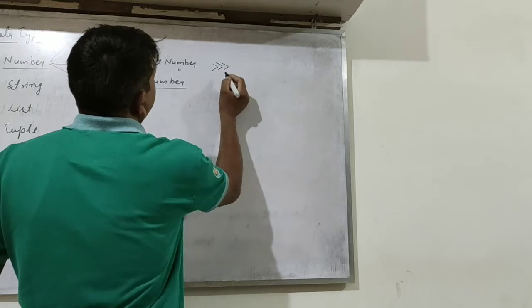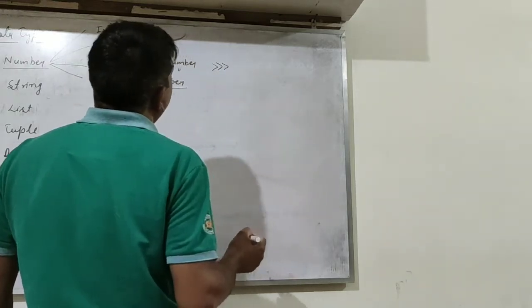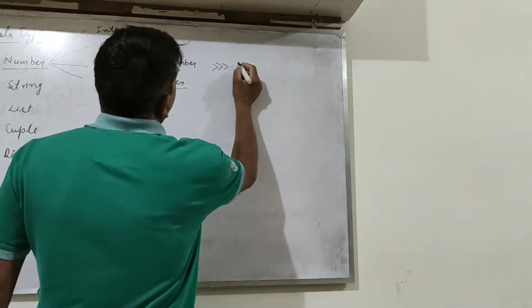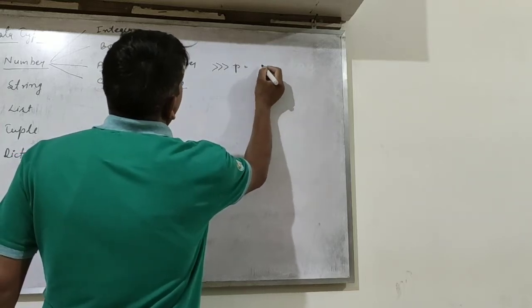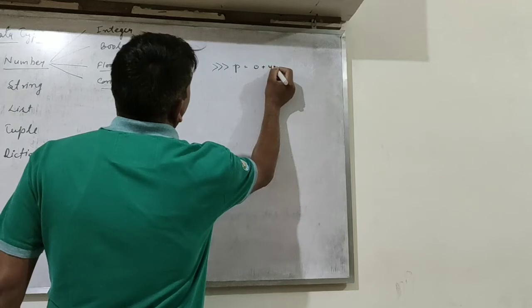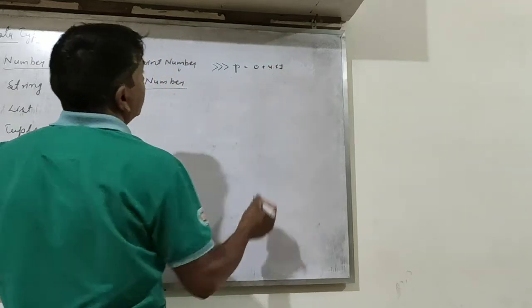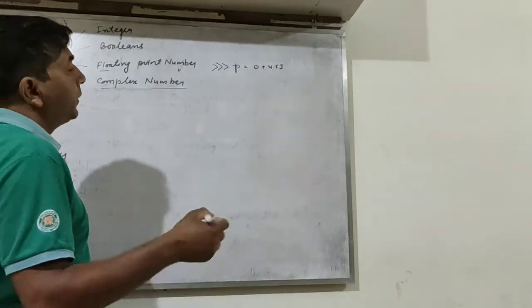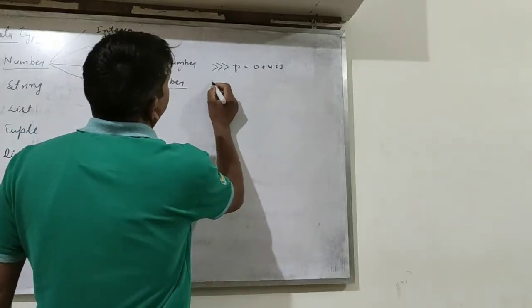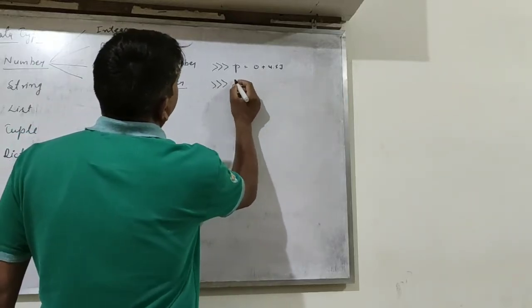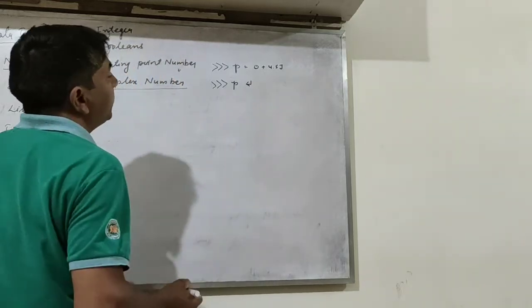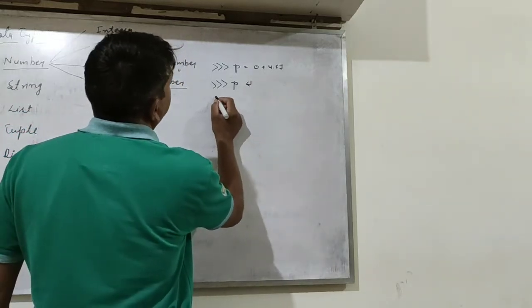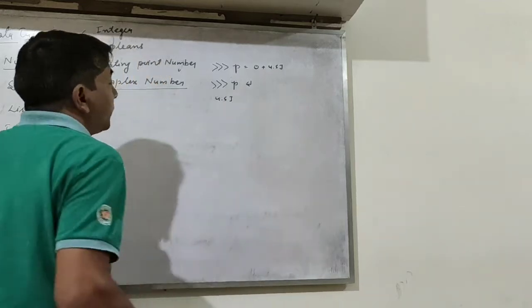As you know, this is the Python prompt and you are going to write the statement. You write a statement like p = 0 + 4.5j. Suppose you write it in this manner and the value is assigned. If you want to display it, at the Python prompt you type p and press enter, and then you find the result is 4.5j.